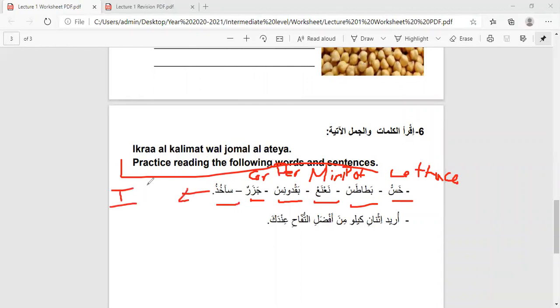And if you are ordering, don't only say I want to or I would like to. Say سآخذ. After سآخذ, we use a noun also. I'll take carrot. سآخذ جزر. Okay? This sentence, أريد 2 كيلو من أفضل التفاح عندك.